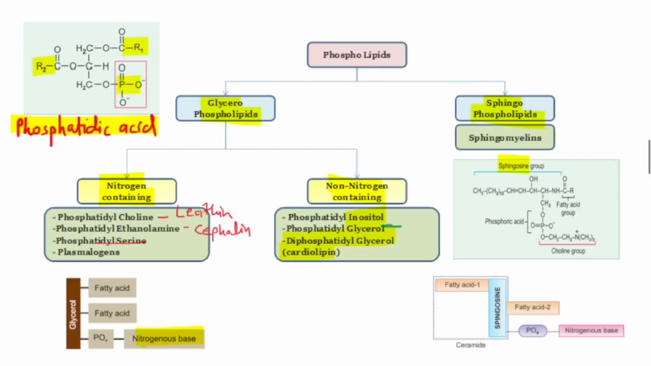Now, sphingophospholipids. Sphingophospholipids contain sphingosine, an amino alcohol instead of glycerol, along with fatty acid, phosphoric acid, and choline as the nitrogenous base. For example, sphingomyelin. As the name indicates, it is rich in myelin, the sheath surrounding the axon of neurons, which functions as an insulator.